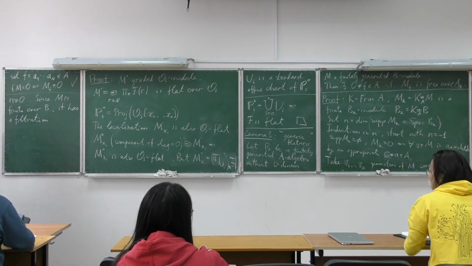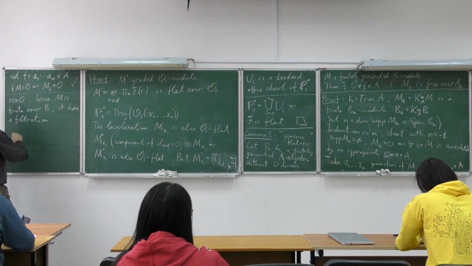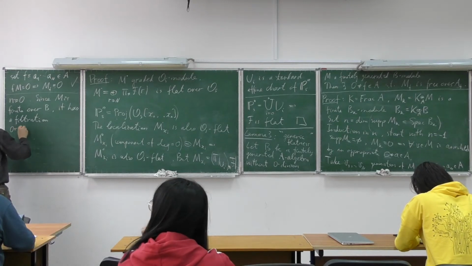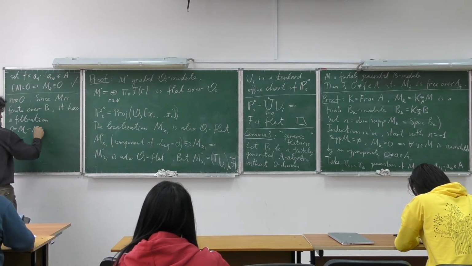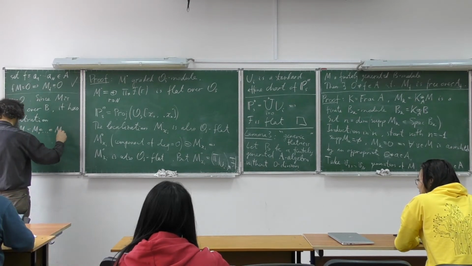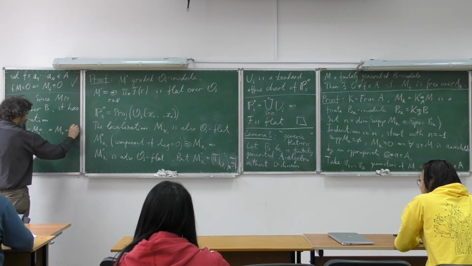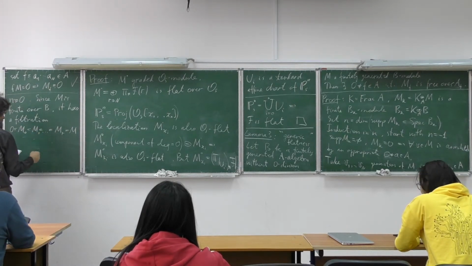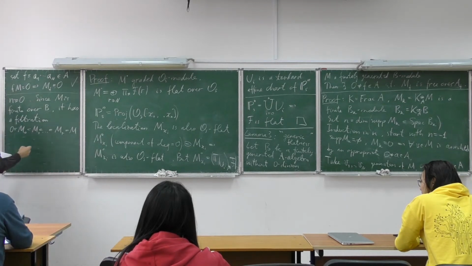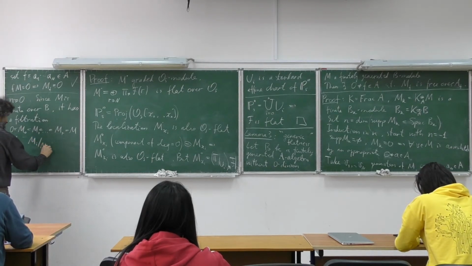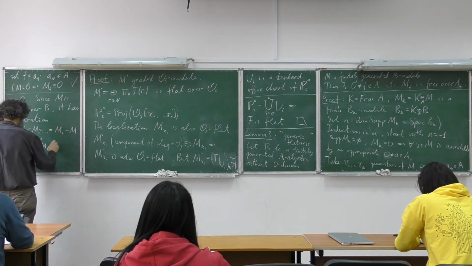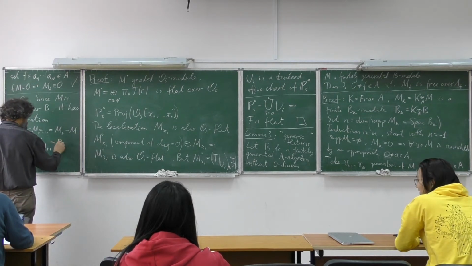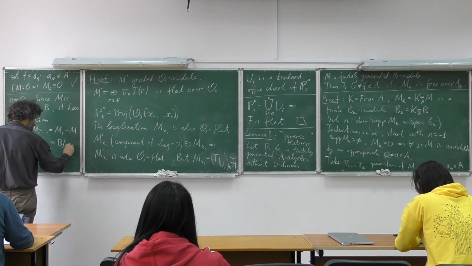Okay, so it has a filtration like this, so that all the successive quotients are like simple bimodules, so to say. Mi over Mi minus 1 is isomorphic to B over Pi, some prime ideal.